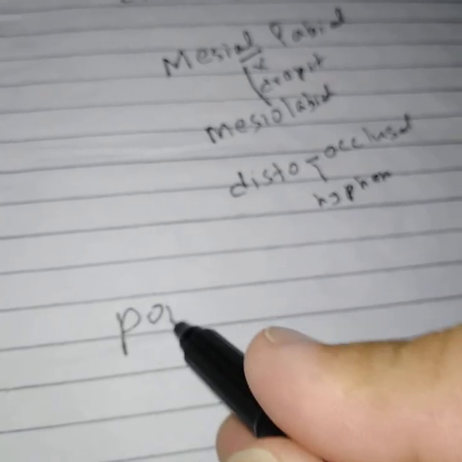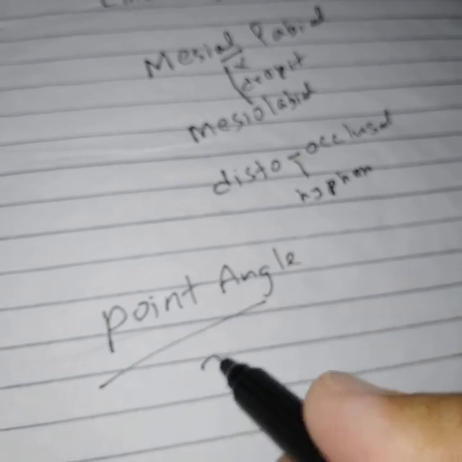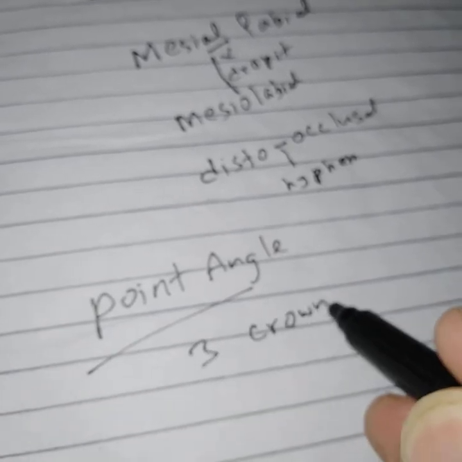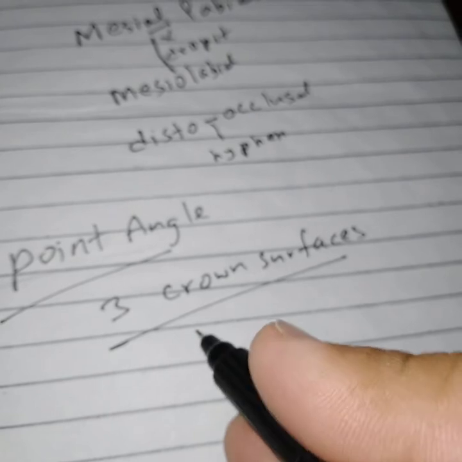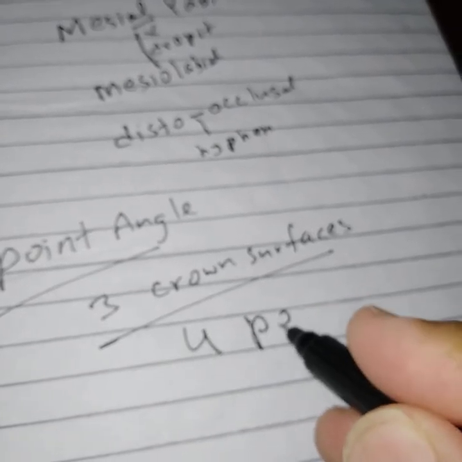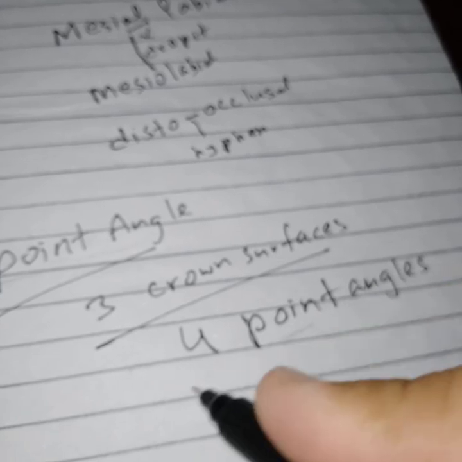Coming to the point angles. A point angle is an angle formed by the junction of 3 crown surfaces. So the 3 crown surfaces meet to form a point angle. There are 4 point angles on a tooth. These point angles are named as follows.